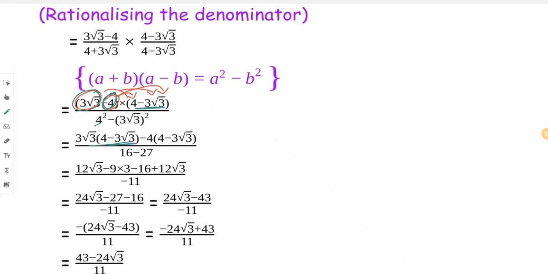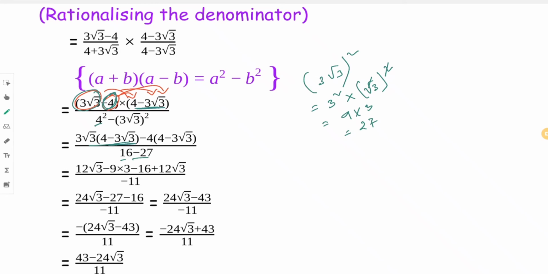Then 4 square is 16. Then what about this one? So we're having 3 root 3 the whole square, which gives me what? 3 square multiplied by root 3 the whole square. So this square and the root will get cancelled. I'll have here 9, and then here 3, which will give me 27. So 16 minus 27 is there.